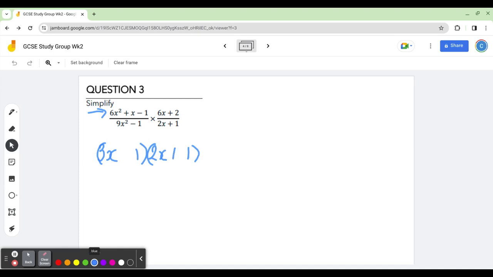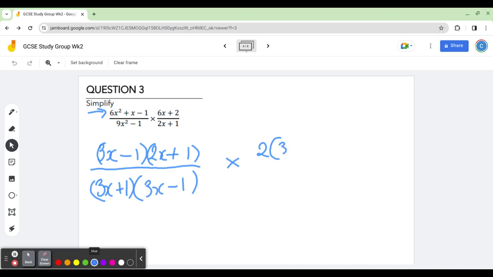I'm looking at positive 3 and a negative 2 because that's a whole area of a topic there. The denominator is the difference of 2 squares. So I've got 3x plus 1 and 3x minus 1. And that's multiplied by, I can factor out 2 there, 3x plus 1. And this denominator is fully factorized.